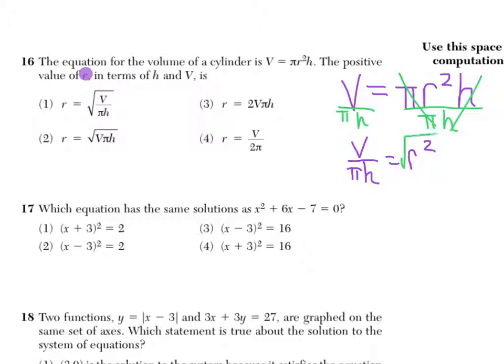Next, let's use the opposite of squaring, which is taking the square root of both sides. And we are left with actually this entire thing because it can't be made any simpler. So our correct answer is answer choice 1.